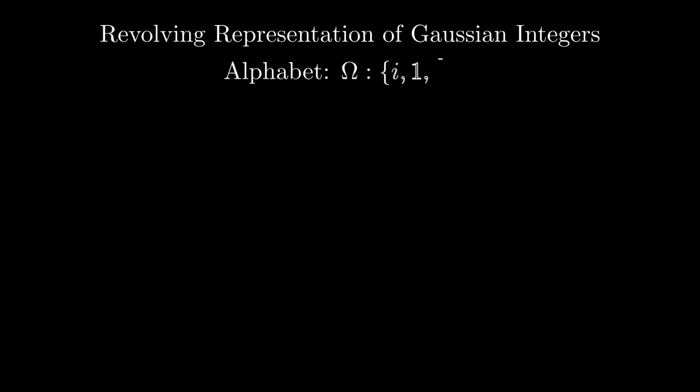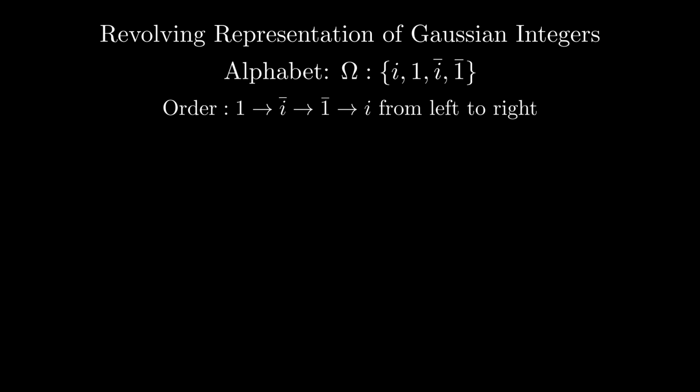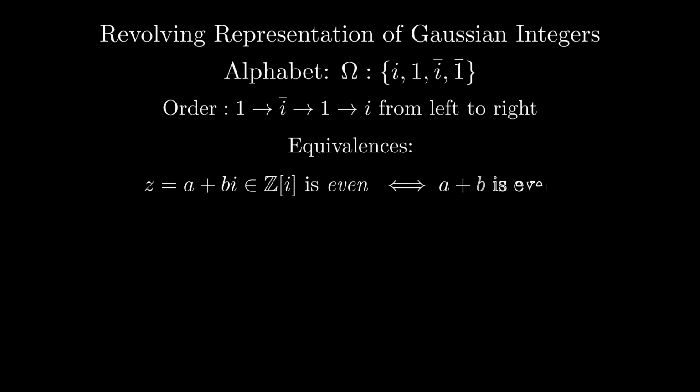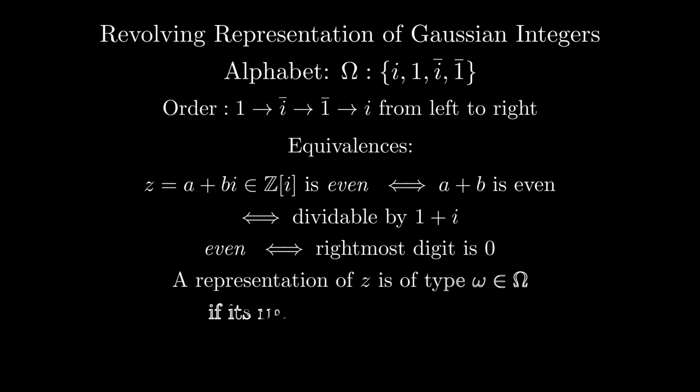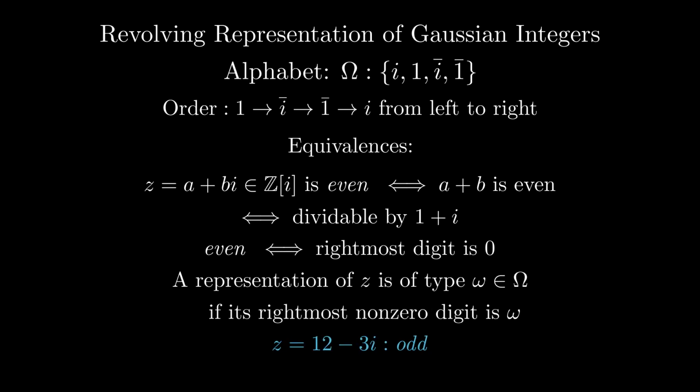Here, the alphabet will be omega and is composed of i, 1, i bar, and 1 bar. And the rotation order goes from 1 to i bar to 1 bar to i. So each time we multiply by i bar. We have even more equivalences. We'll say that a Gaussian integer is even, see, it's denoted differently, if a plus b is even. And this means that the number is divisible by 1 plus i, as an even number is divisible by 2. So even means for the representation that the rightmost digit is 0.